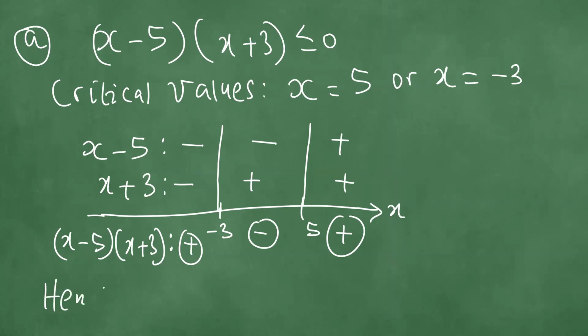Hence, the conclusion in this case is that minus 3 is less than or equal to x, less than or equal to 5, with the equalities included, like this. Right, and this becomes the answer. Next one, you'll have part B to solve.